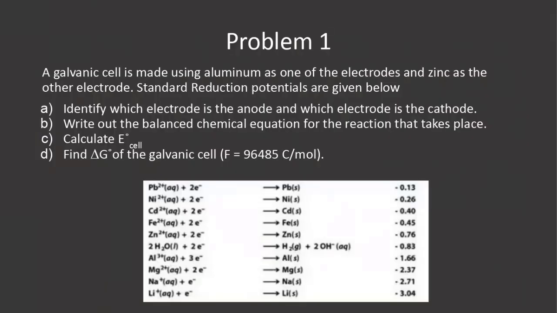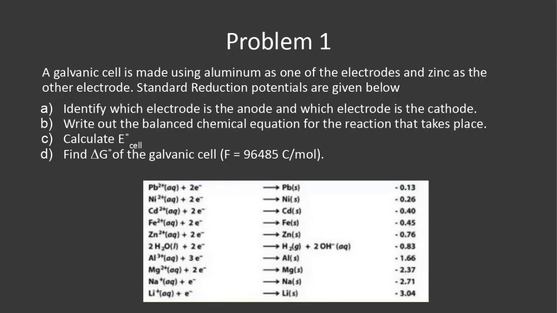So problem 1, which is our longest problem, has 4 parts. A galvanic cell is made using aluminum as one of the electrodes, and zinc as the other electrode. Standard reduction potentials are given below, so that's the table we're using for this problem. Identify which electrode is the anode and which electrode is the cathode.